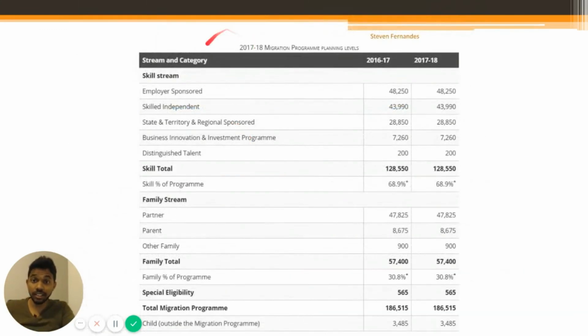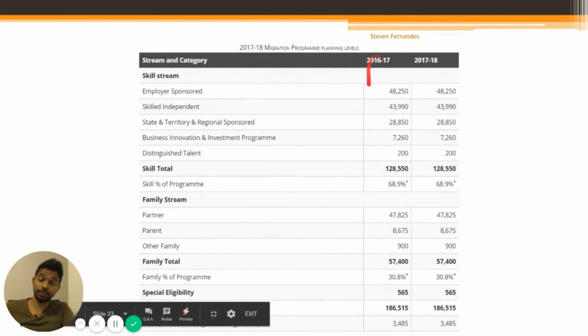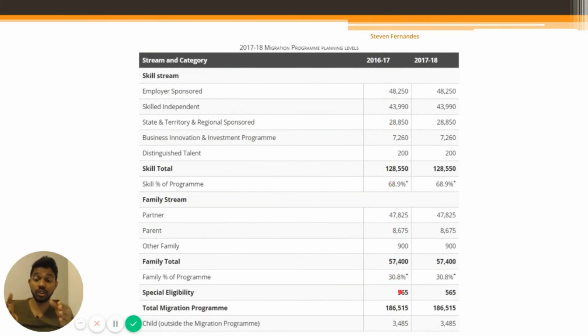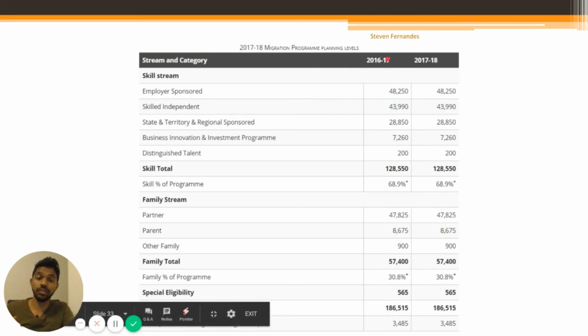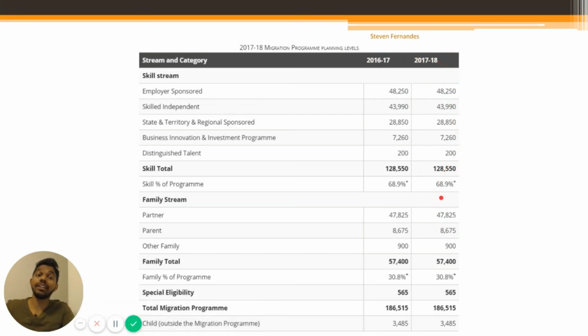Okay, so this list is the amount of visas that were granted for migration to Australia. So this is not people who are studying or working here temporarily. These are people who moved to Australia for the year 2016 and 2017. There were a total of 190,000 people that moved in 2016 and 2017. This is the planned numbers for 2017, 2018, it's not finalized yet. So basically, you had 190,000 people moving to Australia permanently in 2016 and 2017.